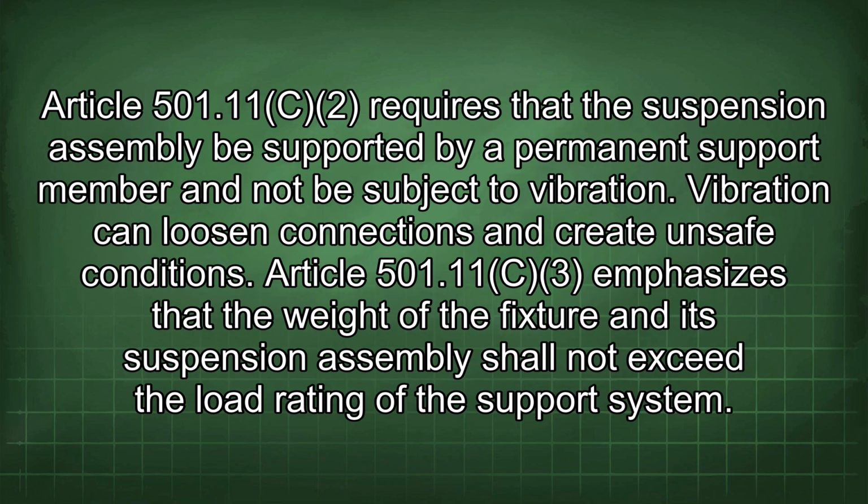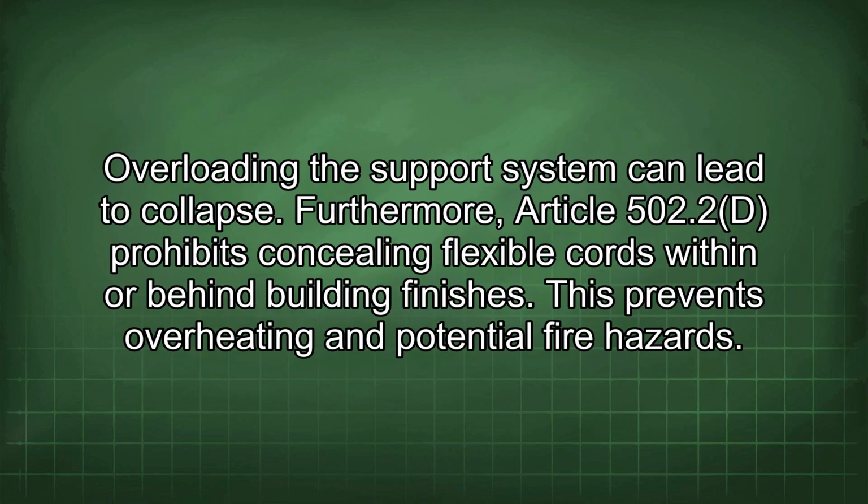Article 501.11c2 requires that the suspension assembly be supported by a permanent support member and not be subject to vibration. Vibration can loosen connections and create unsafe conditions. Article 501.11c3 emphasizes that the weight of the fixture and its suspension assembly shall not exceed the load rating of the support system. Overloading the support system can lead to collapse.